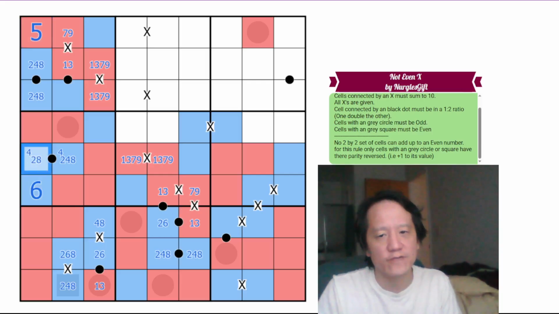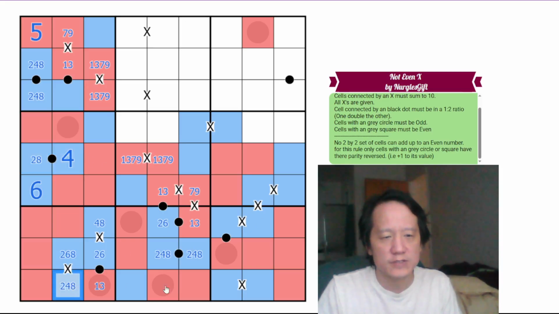This can't actually be 4. So this must be a 4 here. That means this can't be 4 and 6. So this is a 2, 8 pair. 2, 8 eliminates 2, 8 in the rest of the box. So this is 6. This is 4.